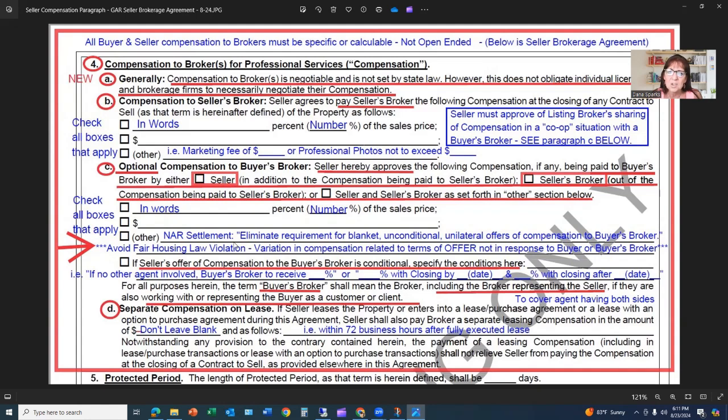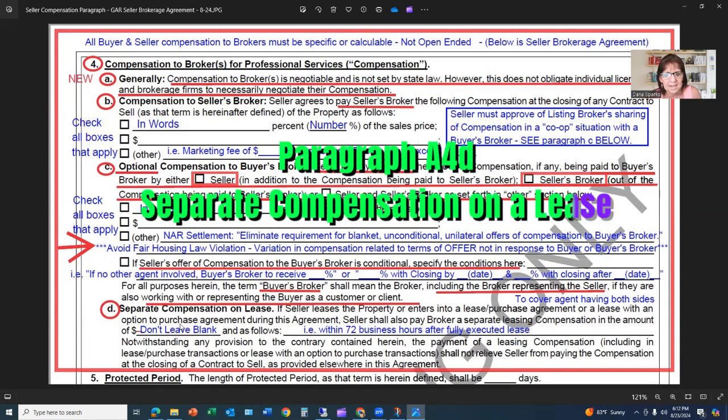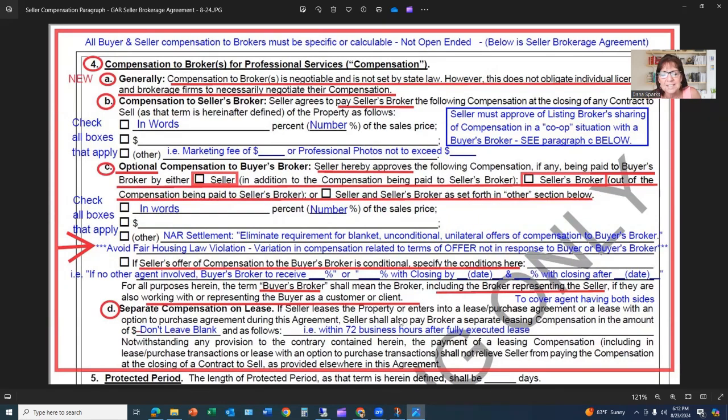I think it is in your best interest and the seller's best interest if there is going to be a difference in the compensation to your broker. If you do have both sides, you need to spell that out. And then this last subparagraph D, y'all do not leave this blank. This is separate compensation on a lease.